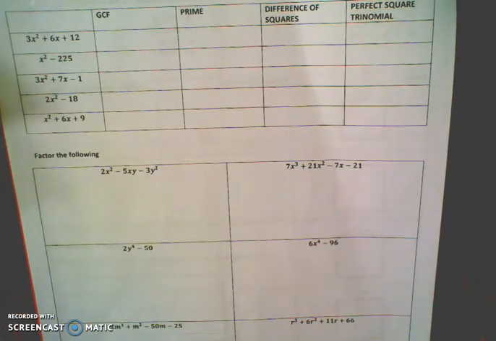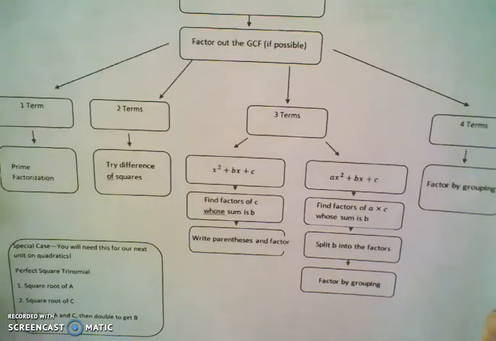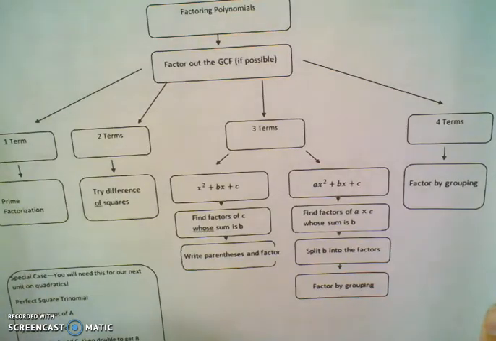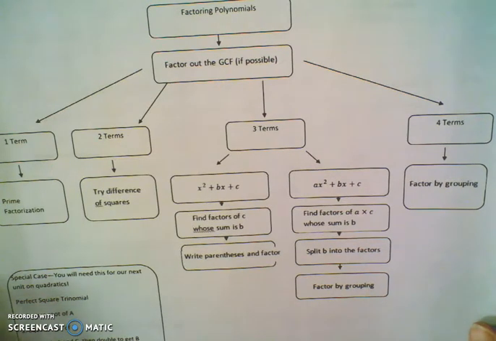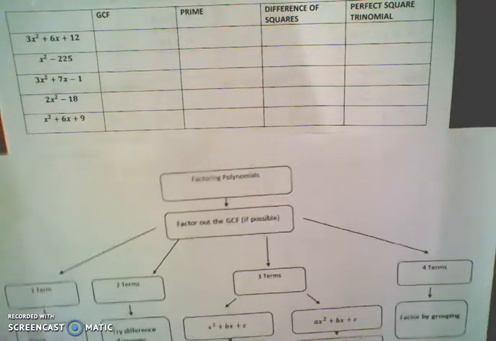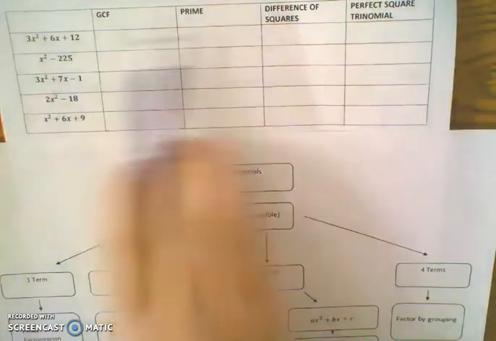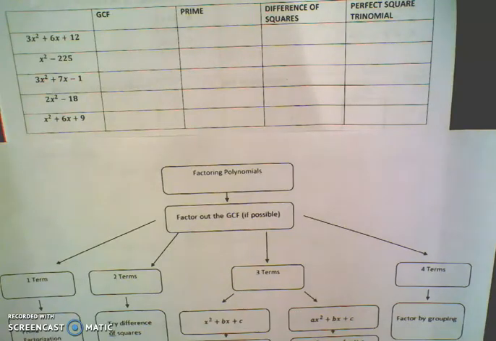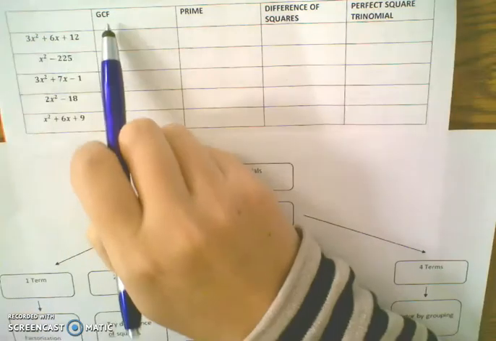Now, something that I also gave you in class that we're going to use as a tool is our summary sheet right here. This kind of gives us a flow chart of what we can look at as we are trying to figure out what kind of factoring we can do. For the first part here, we're not actually going to factor, we're just going to talk about what kind of factoring we could do, and we'll check for each of them here.